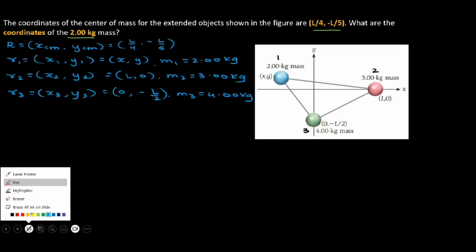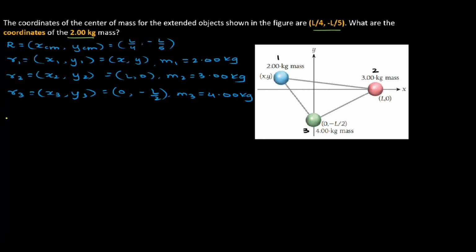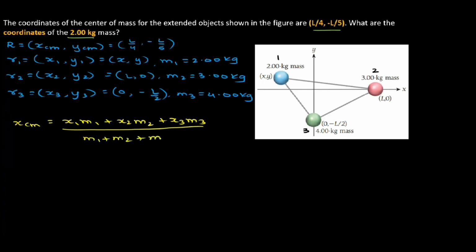So let us start with the x coordinate of the center of mass. We know the rule for the x coordinate. XCM will be x1 m1 plus x2 m2 plus x3 m3 divided by m1 plus m2 plus m3. So whenever you have a system of particles and you need to find the position of center of mass, you multiply position of each object with their masses, add them all together, divided by the total mass.